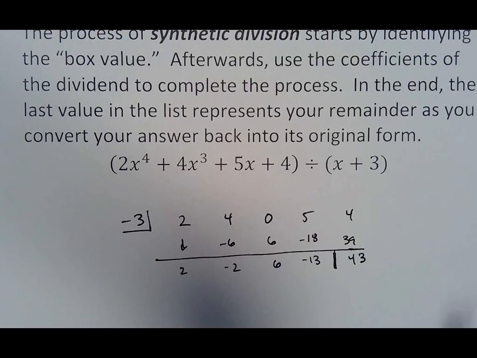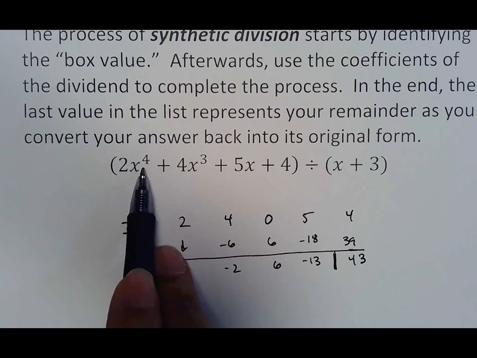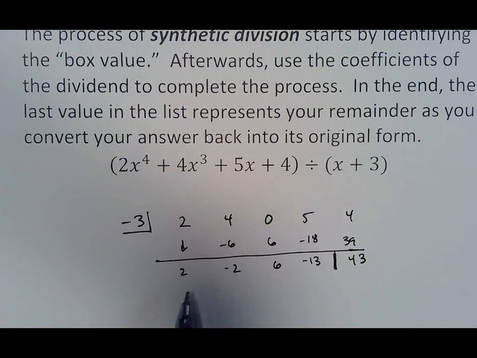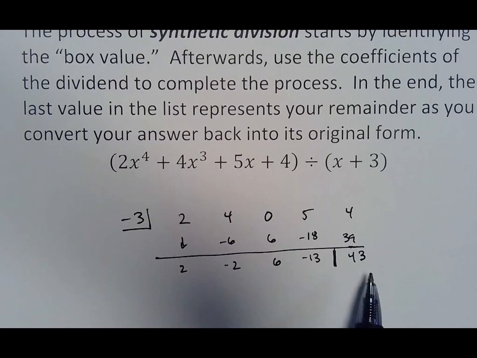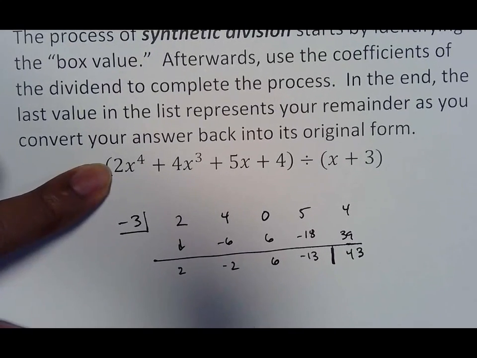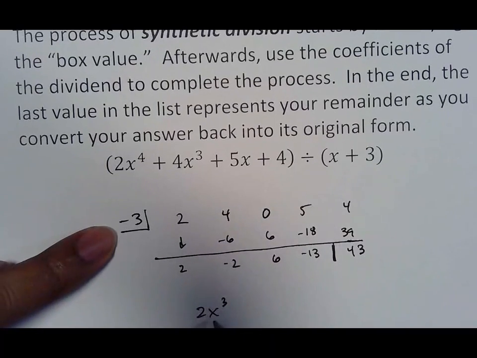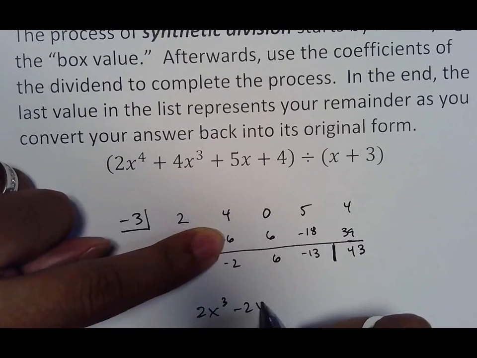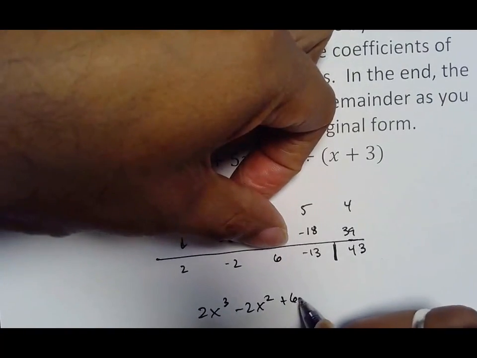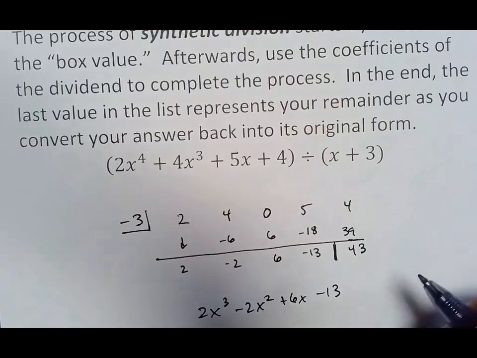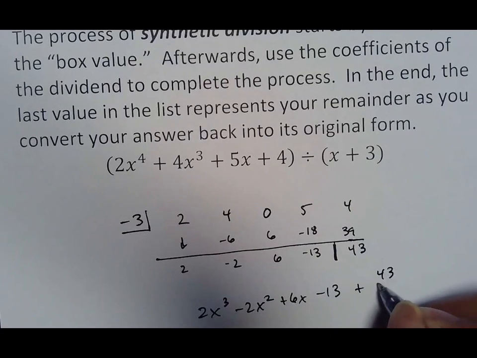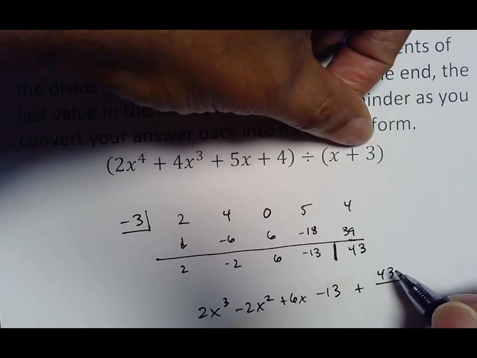But here's the beauty of it. There's a couple ways to do it. You could use this to know that since we start out as x to the fourth and we're dividing by x, that's going to be x to the third, or you can count up because that's your remainder, so that's none, 0, 1, 2, 3. Either way, it should be 2x to the third, because again, it's going to drop down 1, minus 2x squared plus 6x minus 13 plus, remember your remainder goes over whatever you divided by, which is x plus 3.